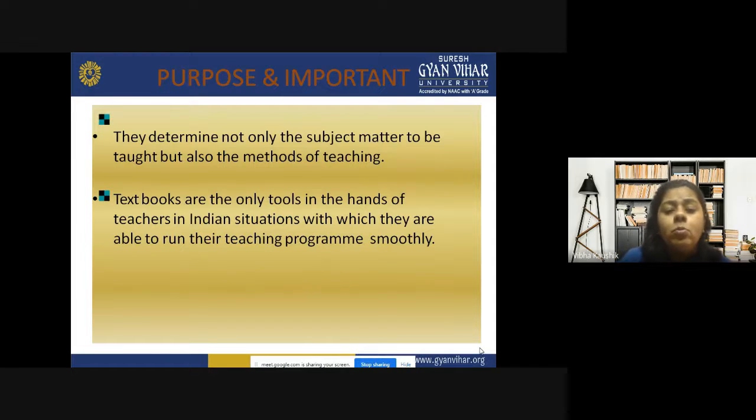Textbooks are the only tools in the hands of the teacher in the Indian situation. When we are talking about the Indian situation, the textbook is the only tool with the help of which they can run their teaching programs smoothly. If we remove textbooks from the hands of the teacher, then the teaching program will not run smoothly.